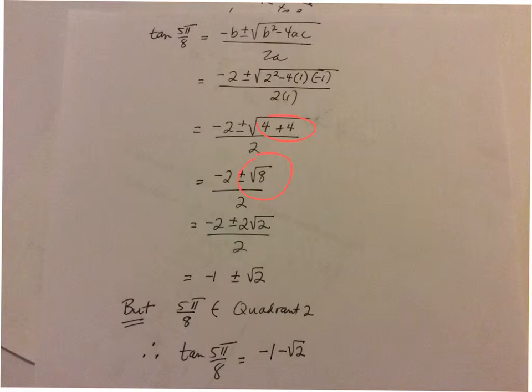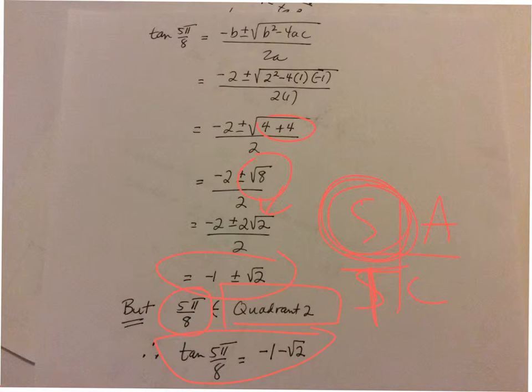The square root of 8, a throwback from grade 11, we change into a mixed radical, so it becomes 2 root 2. Simplifying, we get -1 plus or minus root 2. But we know that 5 pi over 8 is in quadrant 2. So if it's in quadrant 2, the tan ratio is going to be negative, because only the sine ratio is positive. So the answer is tan 5 pi over 8 equals -1 minus root 2.